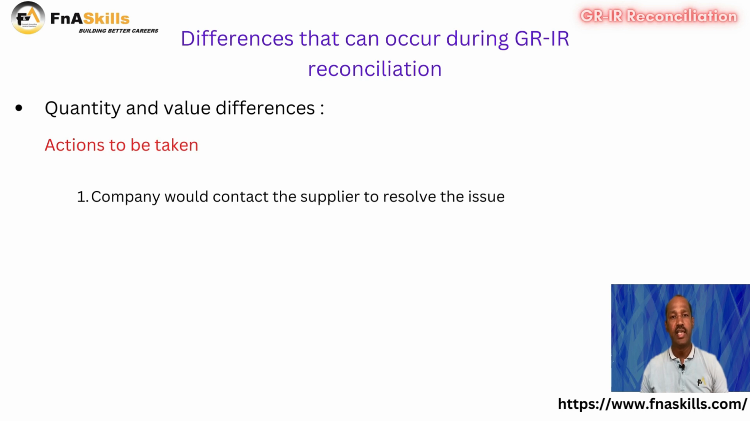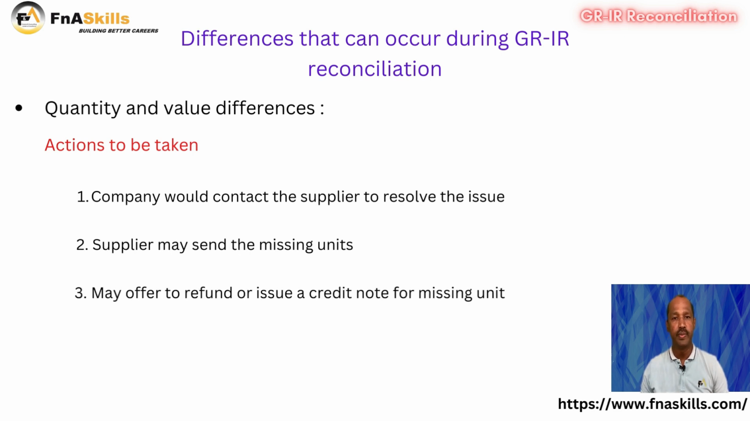In both cases, the company would contact the supplier to resolve the issues. The supplier may send the missing units or may offer a refund or credit for the missing units. In case the value difference is due to a price increase, the company may have to pay the difference, or there is a need to change the purchase order. So these were some examples of how a GRI reconciliation process helps to identify discrepancies in quantity and value, and to resolve them in a timely manner.